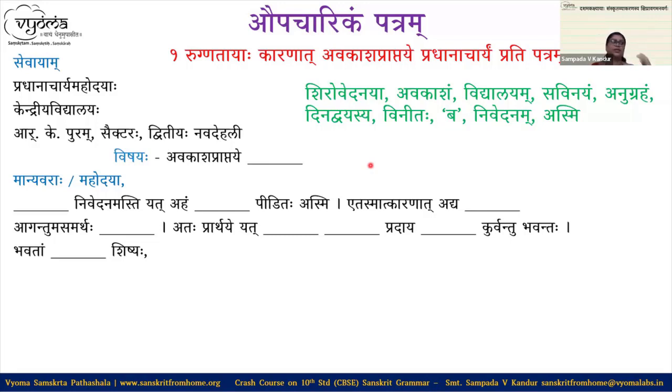These are some fixed words which will come repetitively. Remember these words. Avakasha is leave, when you want to take a leave for any reason. Karanat is reason. Rugnataya is because you are not well. Because of your unwellness, you want to take leave and you are taking permission from your principal, because you are not well. This is what the question says.